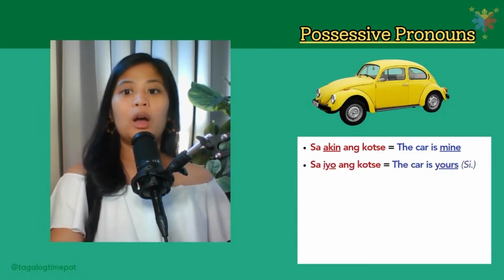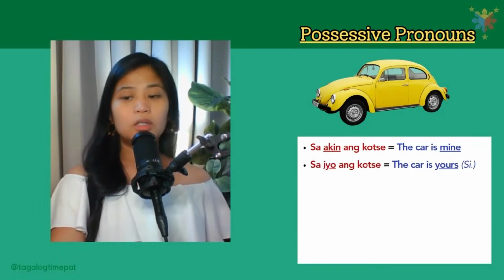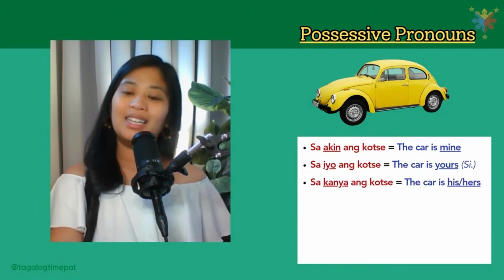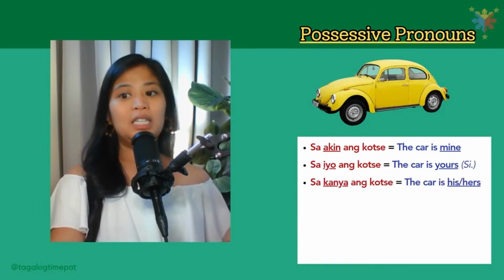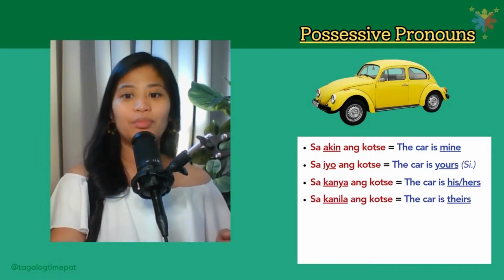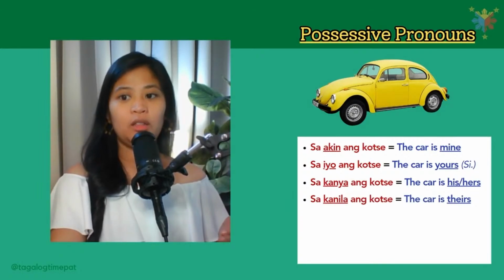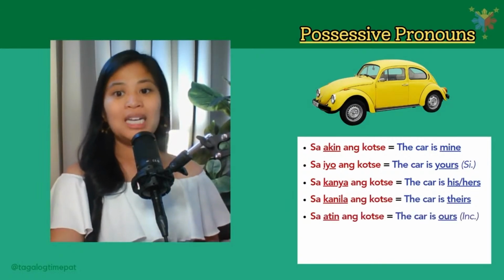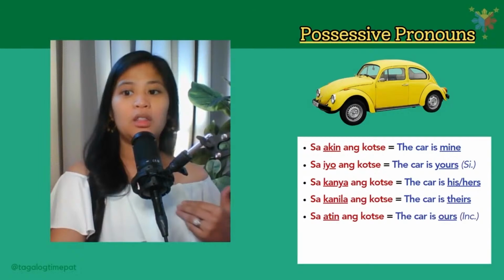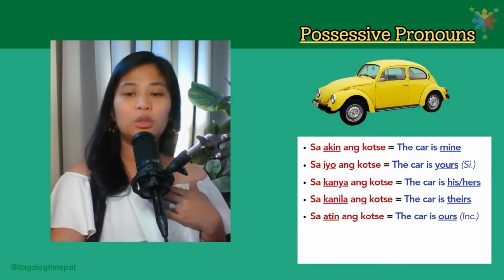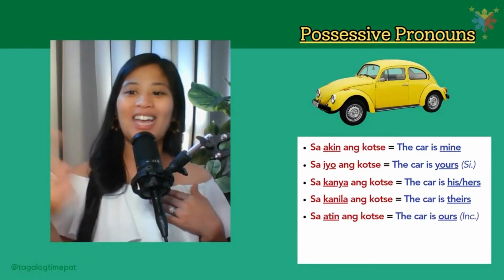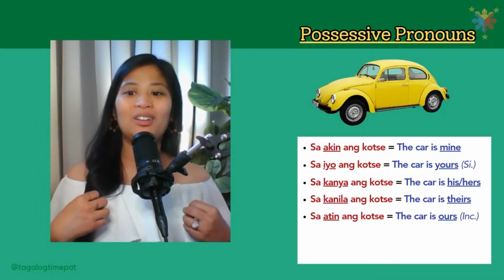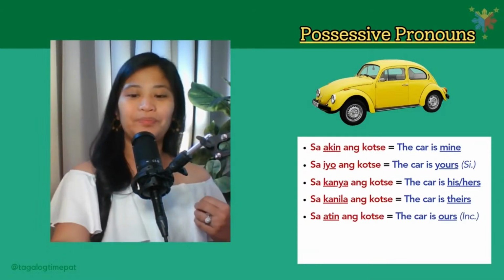Sa iyo ang coche, the car is yours, singular. Sa kanya ang coche, the car is his or hers. And that's gender neutral, kanya. Sa kanila ang coche, the car is theirs. Sa atin ang coche, the car is ours, inclusive. Maybe we are all sharing a car. Sa atin ang coche, the car is ours.